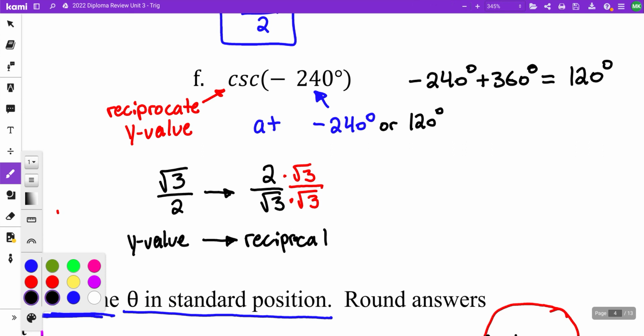On the bottom, sorry, I started on the top. On the top, it's 2 root 3. On the bottom, root 3 times root 3 is root 9. The square root of 9 is 3. The answer is 2 root 3 over 3.